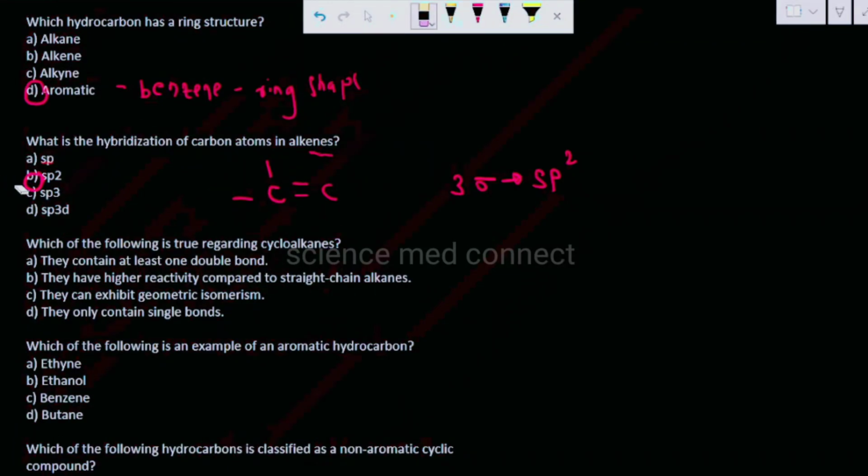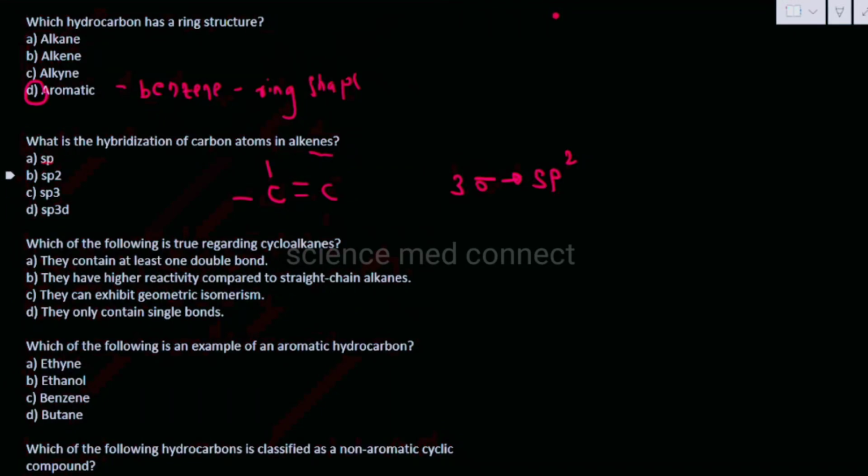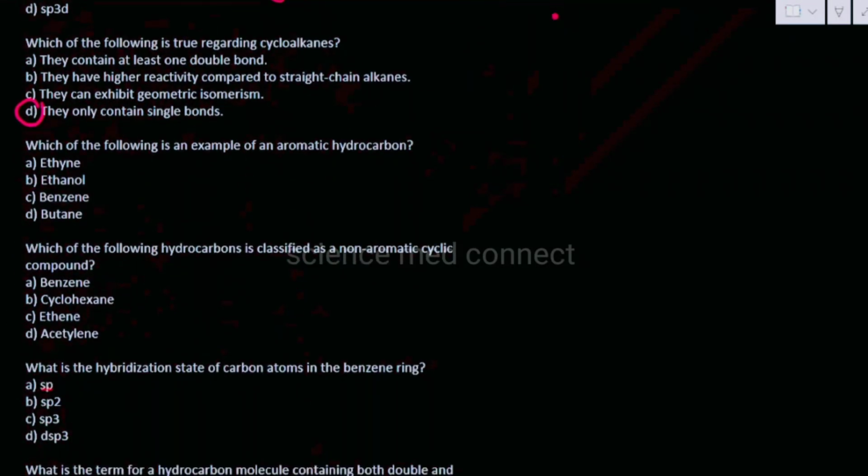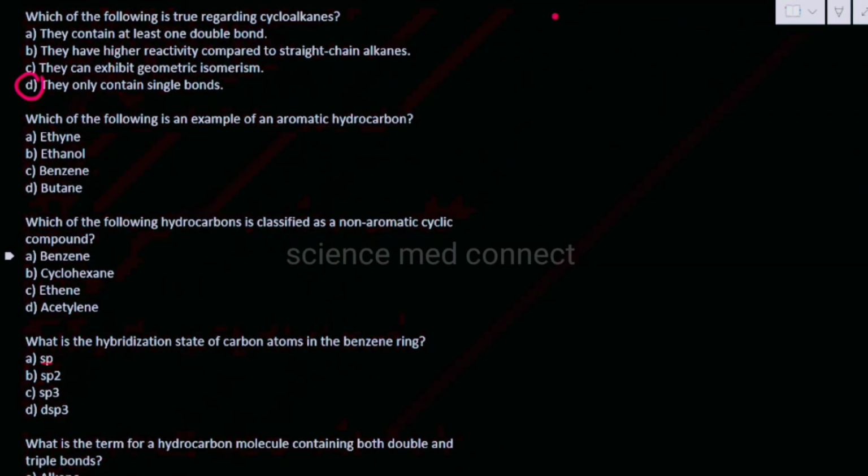Okay, the next question. Which of the following is true regarding cycloalkanes? The answer is D. Cycloalkanes only contain single bonds. We know if it's an alkane, it only contains single bonds between its carbon atoms.